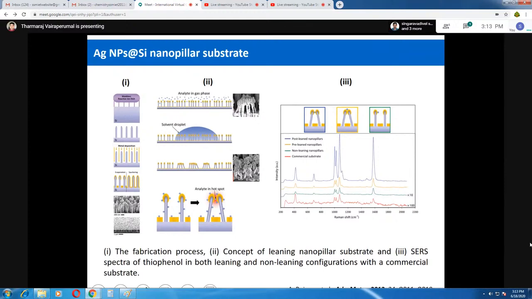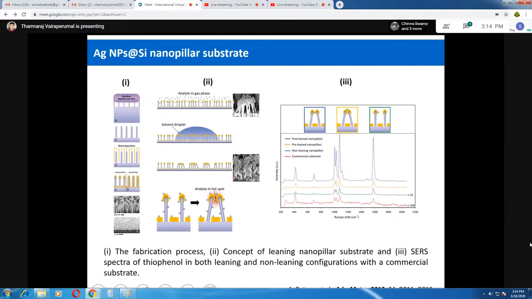The synthesis and preparation of the substrate first uses silica, which is an interesting method, and a chemical method to prepare silica nanopillars. Then we deposit the metal nanoparticles using a sputtering method and decorate them. SEM images and analysis show this kind of substrate can be used for analysis of both gas samples and liquid samples, and it gives promise.